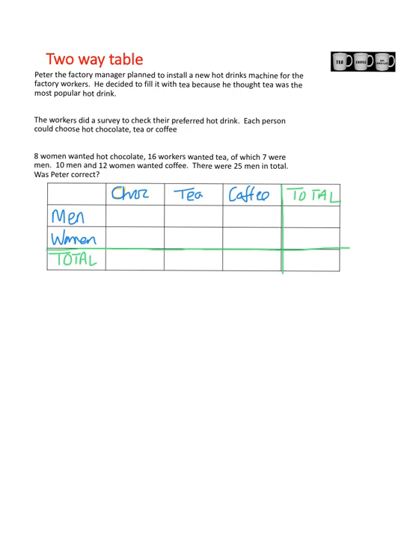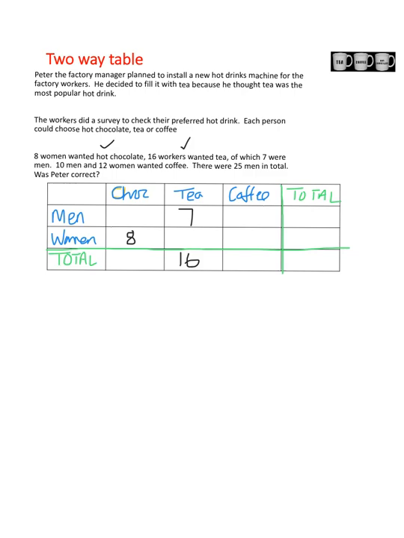So we're told that 8 women wanted hot chocolate. So that's our first statement. 8 women wanted hot chocolate, so I can put an 8 in there. 16 workers wanted tea. So 16 workers in total wanted tea. So I did have to include my totals column for both men and women and the row for the number of hot drinks. So 16 in total wanted tea, of which 7 were men. So 7 of those 16 were men.